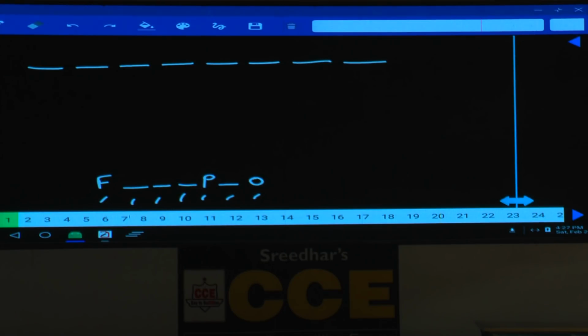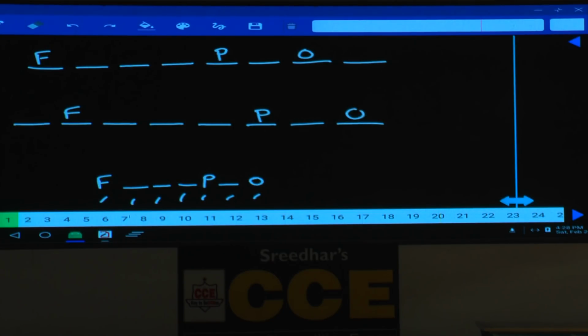We can have some 2 possibilities. F at this place, 1, 2, 3, P will be here. If P is here, O will be here. That is the first possibility. And the second one, 1, 2, 3, 4, 5, 6, 7, 8. Now F at this place. Now between F and P, there are 3 persons. P and O, there is 1 more person. Hence, how many possibilities do we have? We have some 2 possibilities.